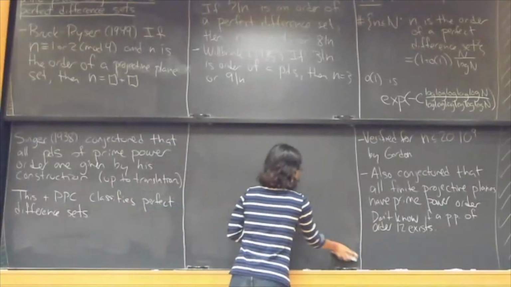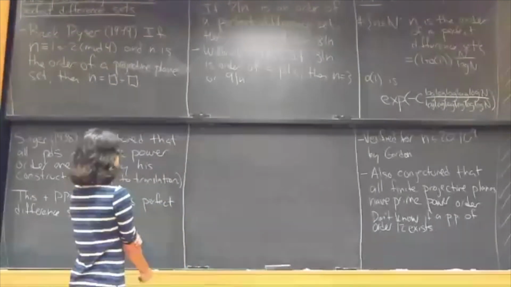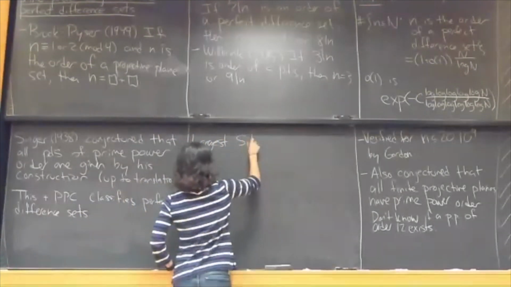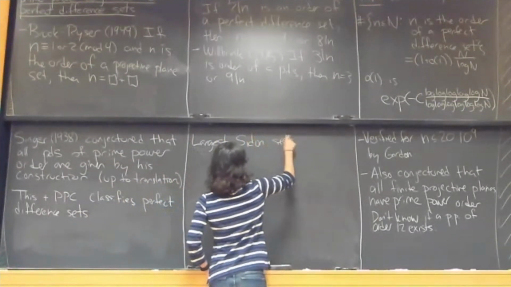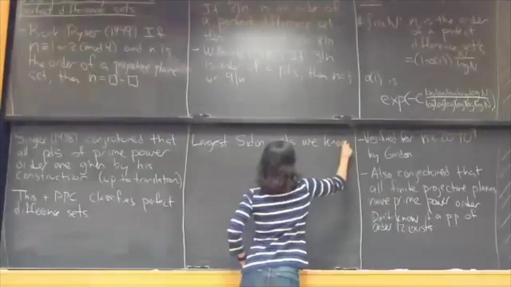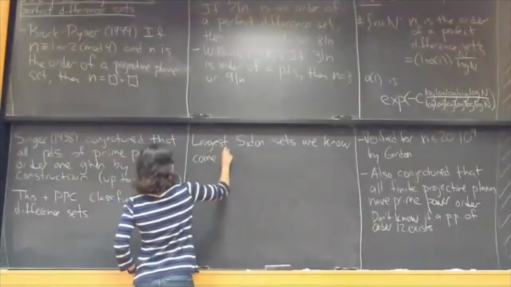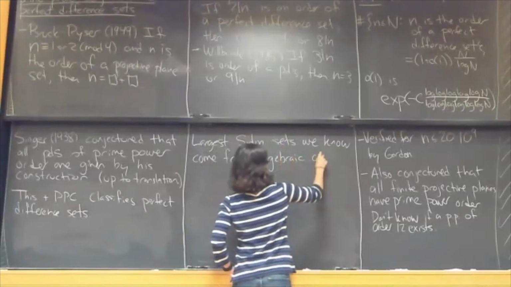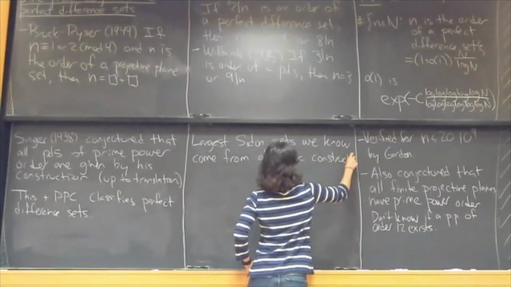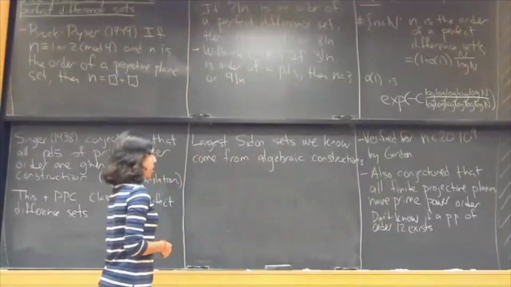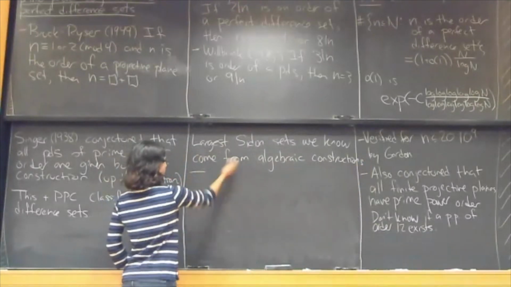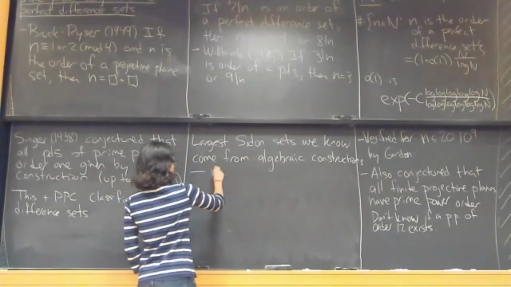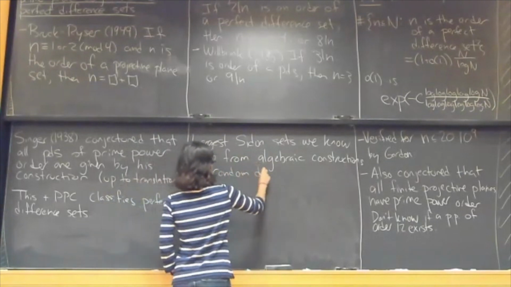Or maybe we can be a little more precise. The largest examples of Sidon sets that we know come from algebraic constructions. So in particular, you can't construct the largest things using some random construction. So random doesn't do as well.